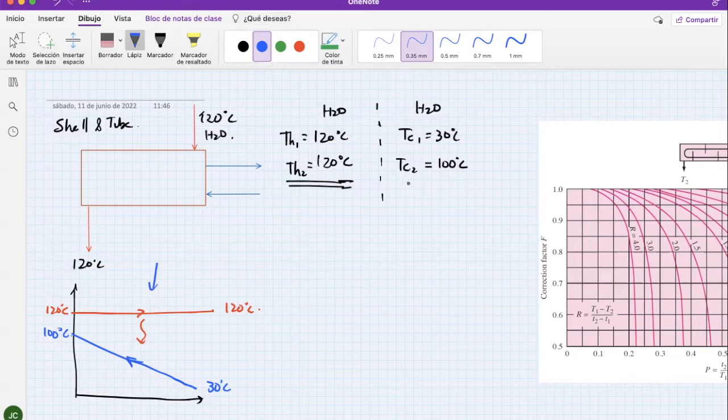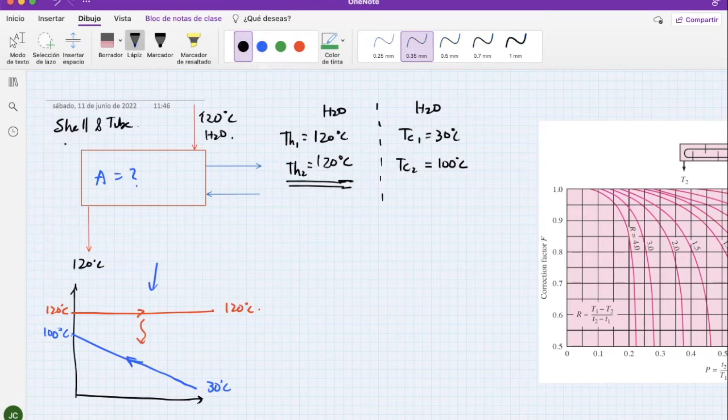I'm gonna solve this problem in two ways, using two methods. This happened in another video, but I'm gonna do it again. There's a lot more data, but what they are asking us to get is the area. We need to know the area of heat transfer for this shell and tube heat exchanger.